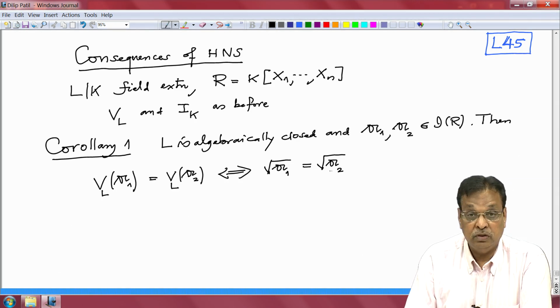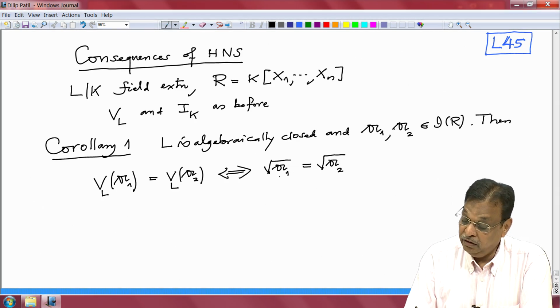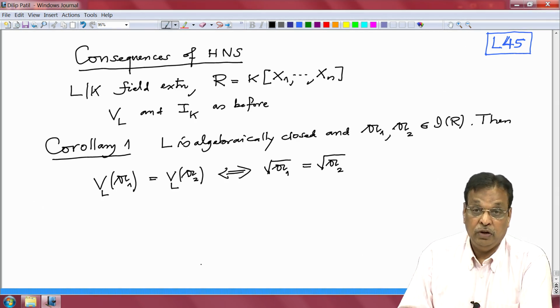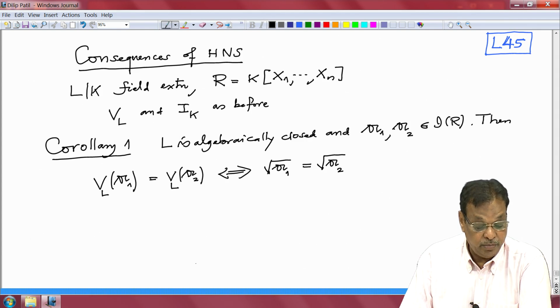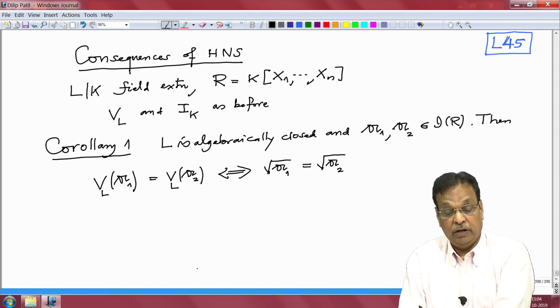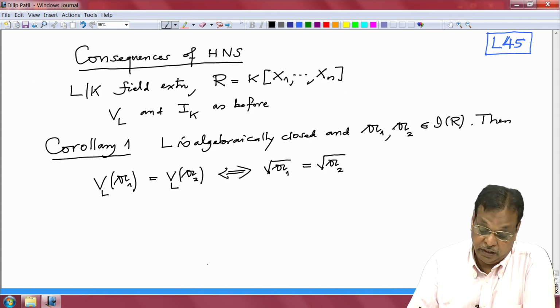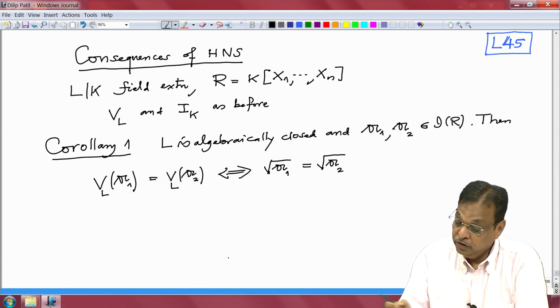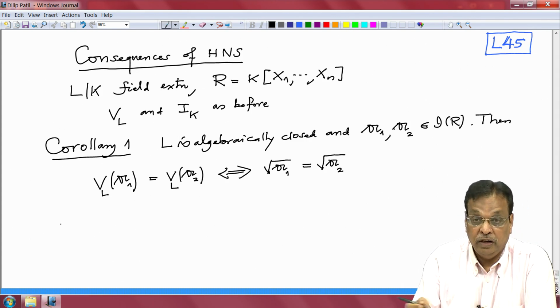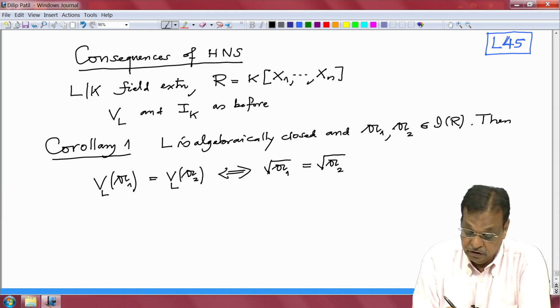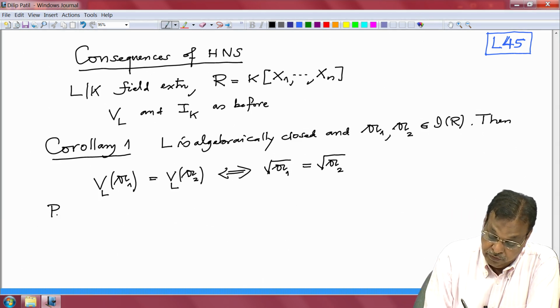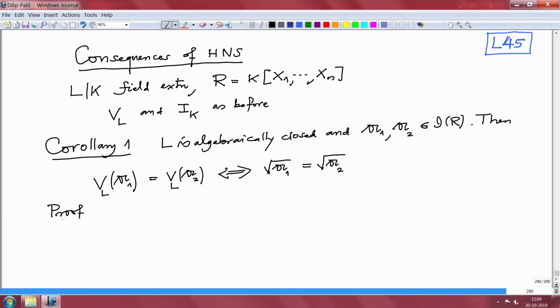Conversely, if the roots are equal, then V of that is equal, that we have already seen that V_L does not depend on the ideal I, but it depends only on the radical of that ideal. So, I will not write anything. I will just say proof: use HNS 2.